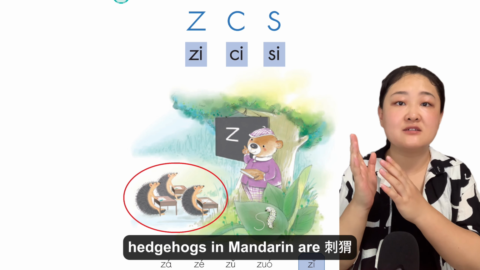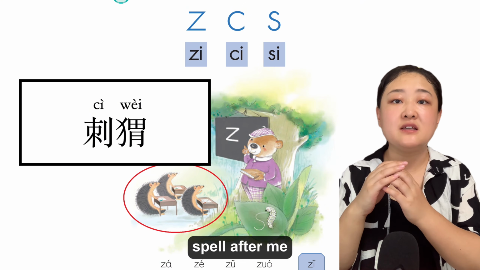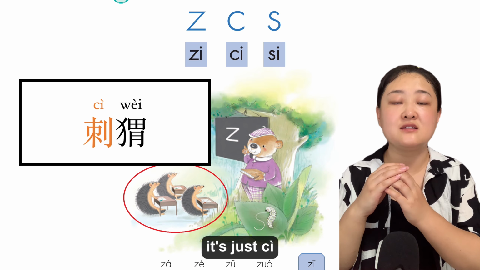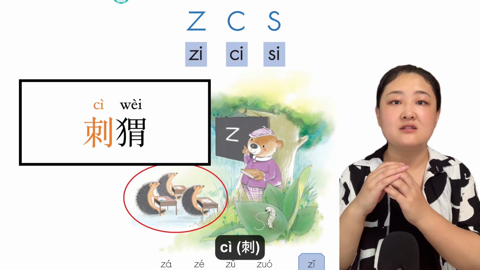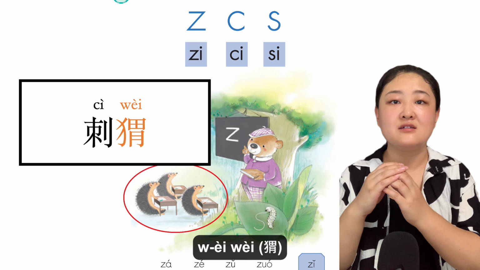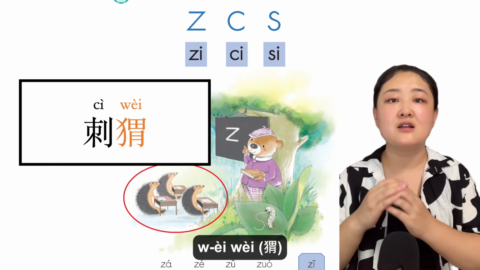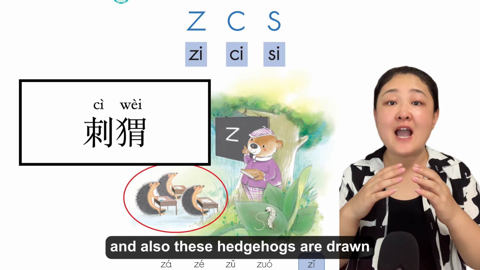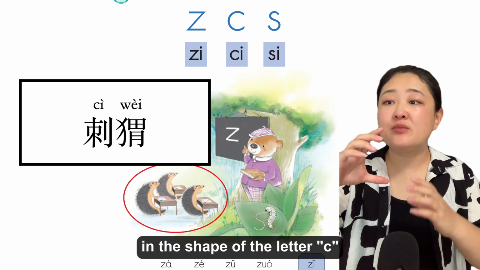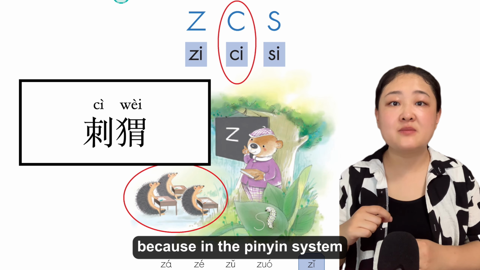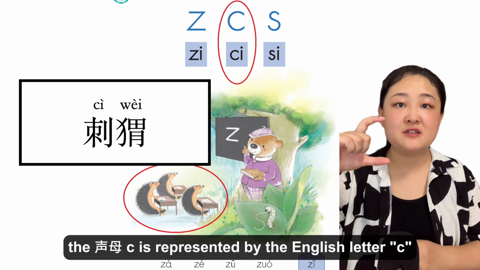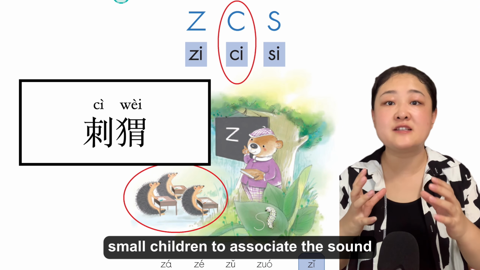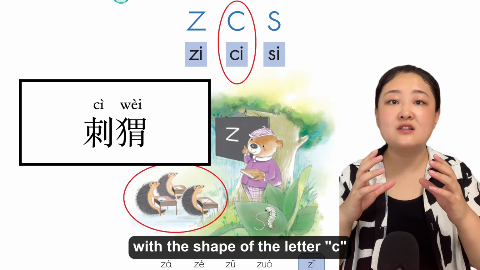Hedgehogs in Mandarin are 刺猬. Spell after me. 刺. 整体认读音节, we don't spell it, it's just 刺. 刺猬. And also these hedgehogs are drawn in the shape of the letter C, because in the Pinyin system, the 声母 c is represented by the English letter C. This is to help small children to associate the sound of the 声母 c with the shape of the letter C.